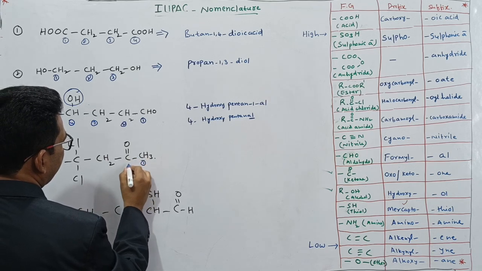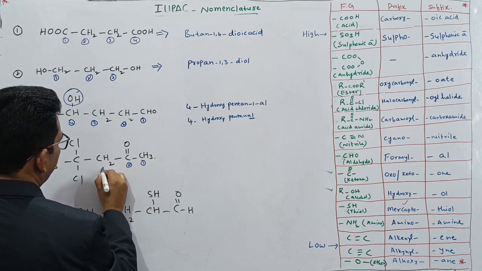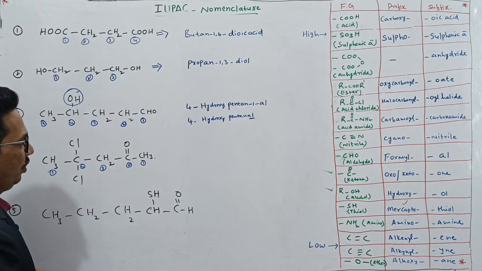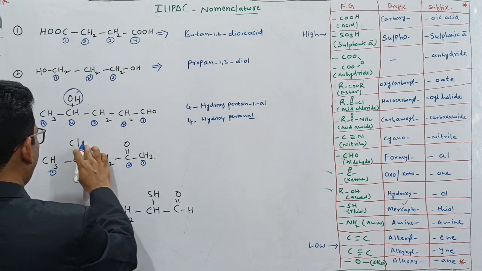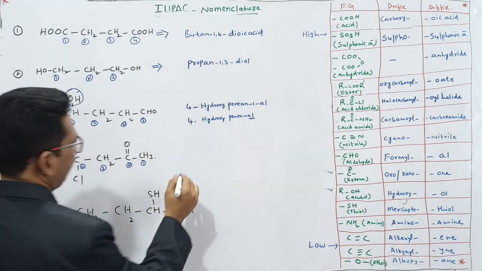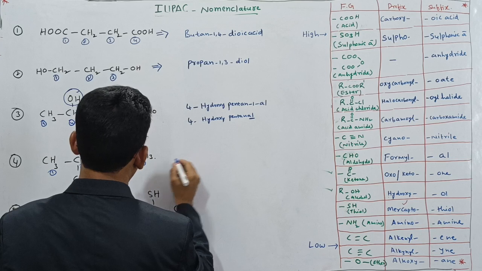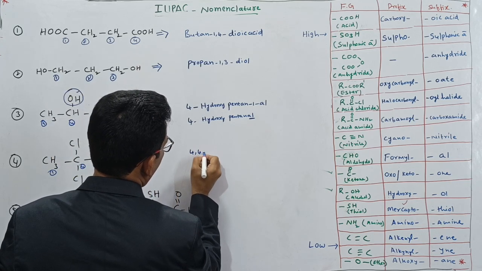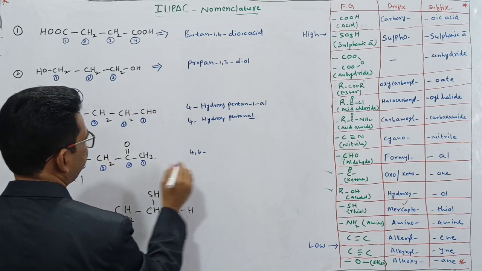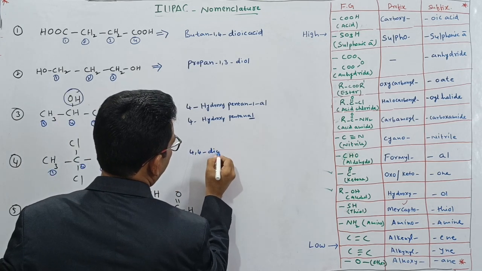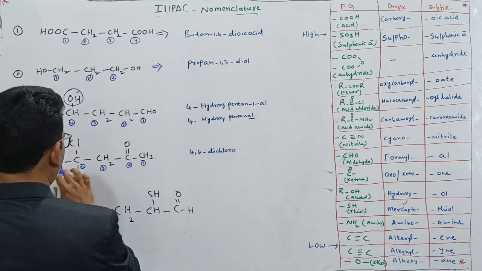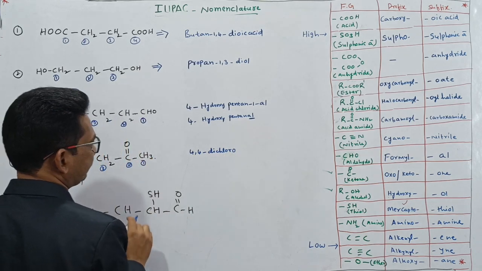See, 1, 2, 3, 4, 5. Word root is pent. Here, what is there? 2 substituents are there. Then what will they be called? Which position? 4th position. 4, 4. 2 means dichloro. What is the word root? Pent.